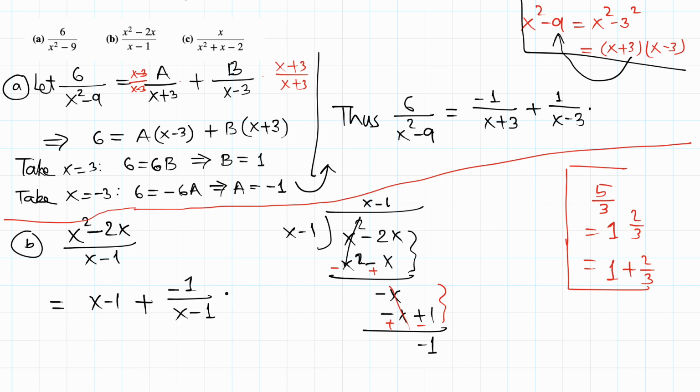This negative positive is negative, by the way. I mean, we can do one more step, not needed, but this one is x minus 1. Here is minus 1 over x minus 1.